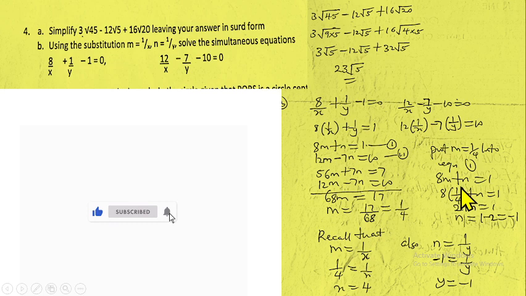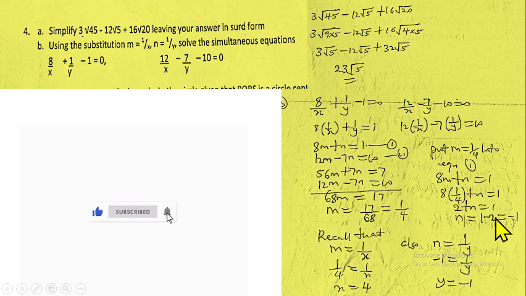So put m equals 1 over 4 into equation 1. Anywhere you see m, you put 1 over 4. Equation 1 says that 8m plus n equals 1. So you have 8 times 1 over 4 plus n equals 1. So 4 into 8 is 2, plus n equals 1. So n will be 1 minus 2, that gives us minus 1.